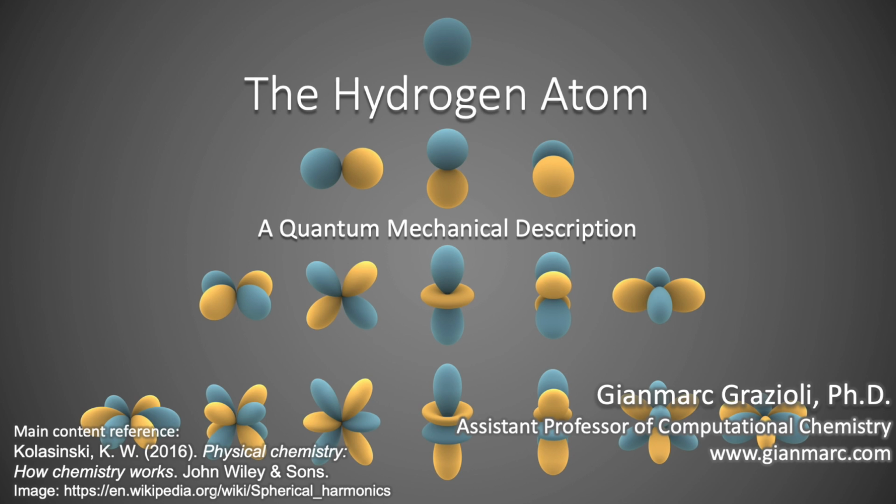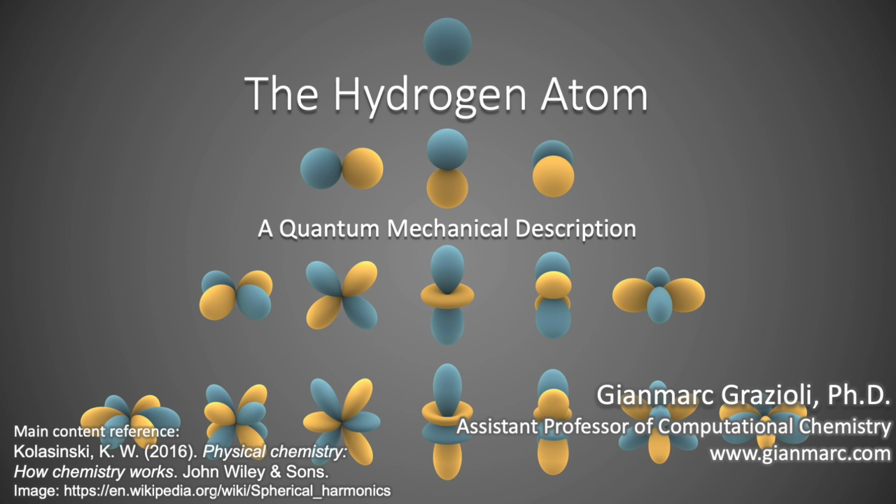Hello, everyone. Dr. G here, and we're going to be talking about the hydrogen atom today, and specifically, we're going to be talking about a quantum mechanical description of a hydrogen atom. And honestly, with something as small as a hydrogen atom, if you're not using quantum mechanics to describe it, you're not saying all that much. So that's what we're going to be doing today.